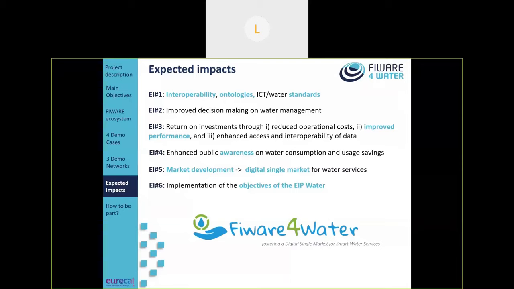The fourth is related to enhanced public awareness of water consumption and usage savings. The next is about market development of integrated and cyber-resilient ICT solutions and systems for smart water management and opening up a digital single market for water services. And the final impact is the implementation of the objectives of the European Innovation Partnership on Water, specifically reducing the environmental footprint of the main water-dependent activities and improving their resilience to climate change and other environmental changes.